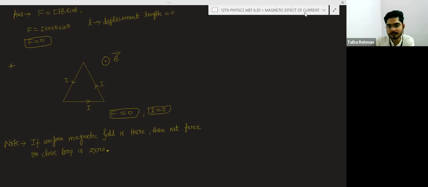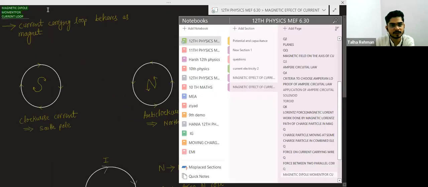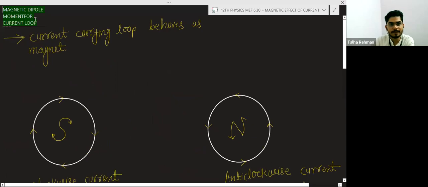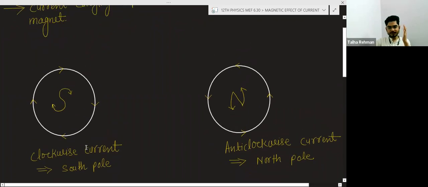And if you take a circular wire like this, the next topic is this magnetic moment, the magnetic dipole moment for a current loop. A current loop means a wire having a closed loop. A current carrying loop behaves as a magnet. Current carrying loop means this is the loop or this is a semicircular wire. If in this wire the current is in this direction, clockwise current, then this face of the loop will behave as a south pole.